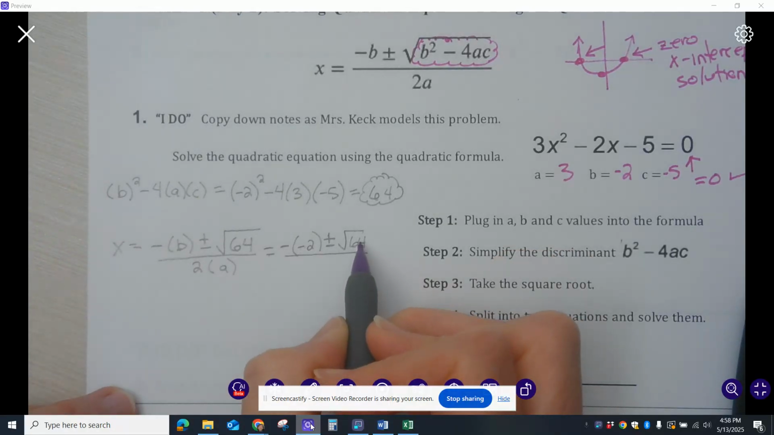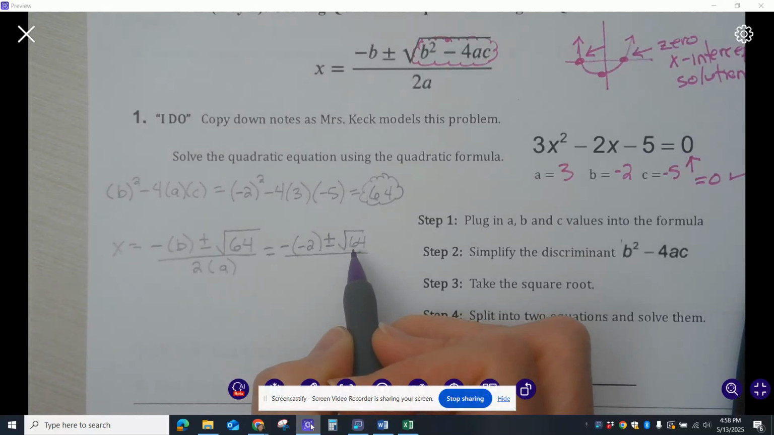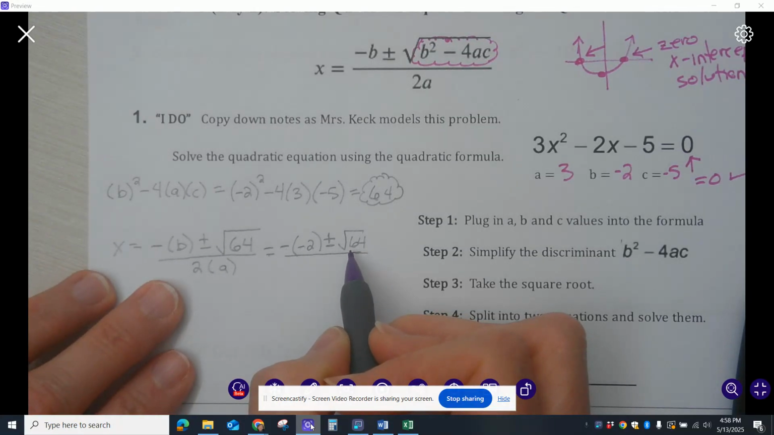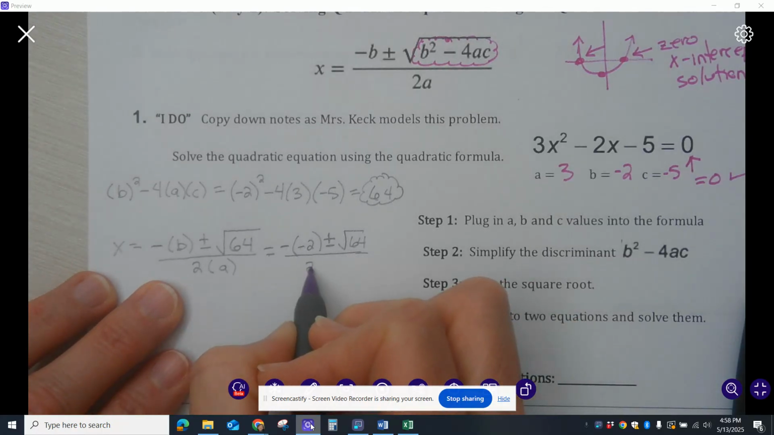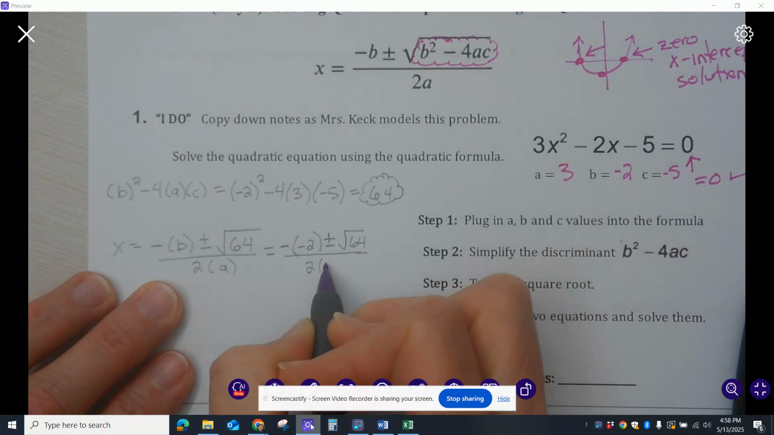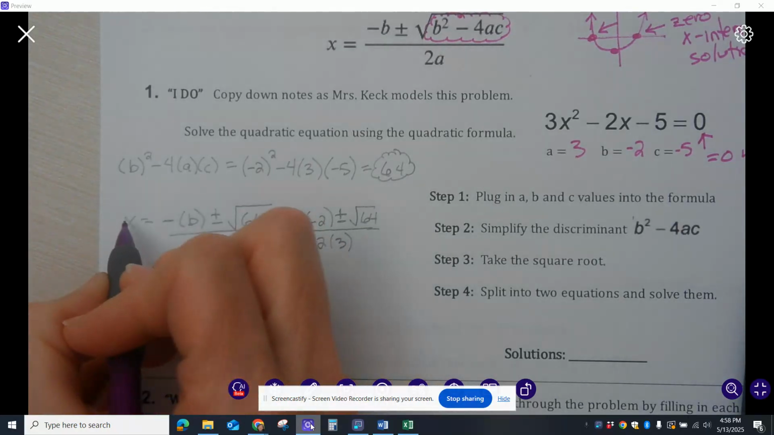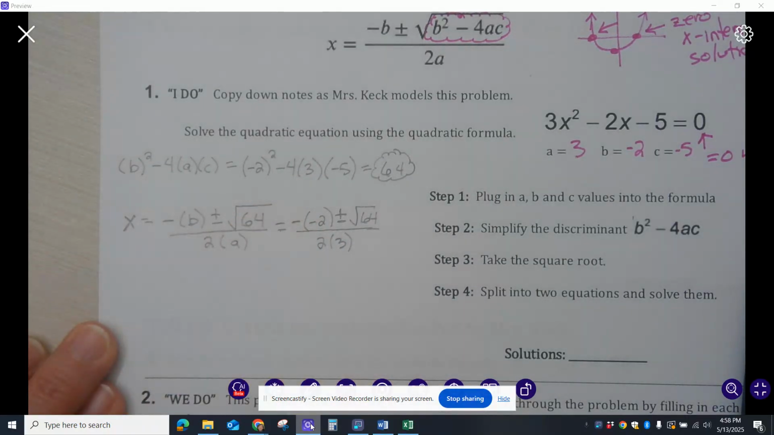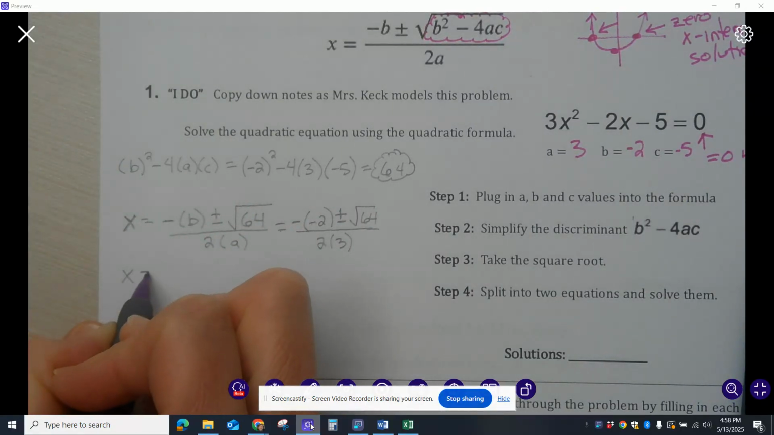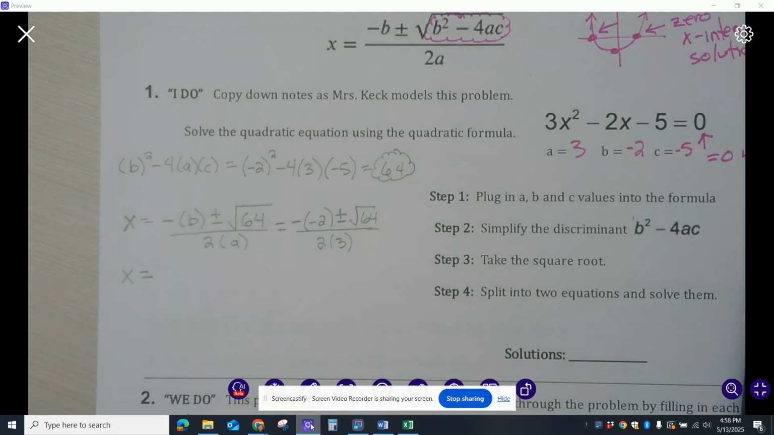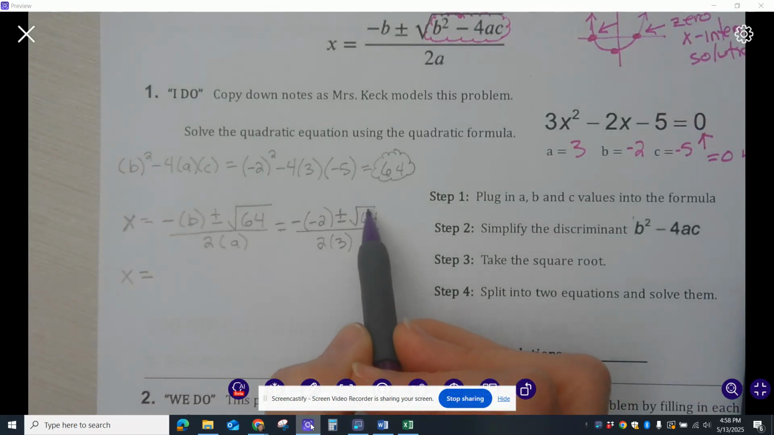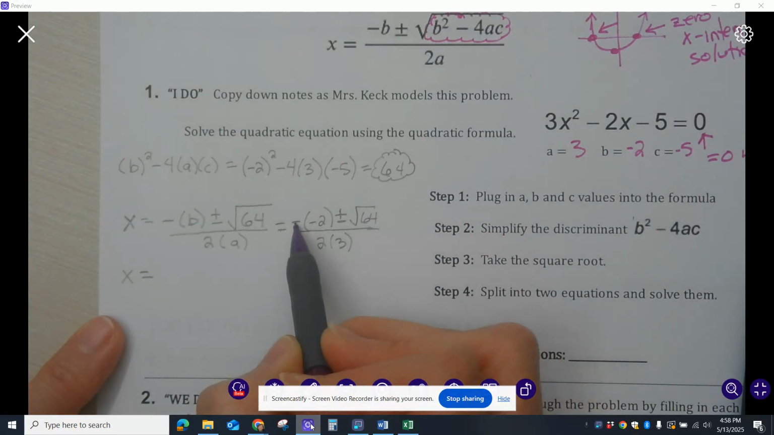Some of you might be thinking right now, oh, square root of 64, that's a perfect square, that's 8. And you could put 8 there right now. I'm going to do all my simplifying in the next step. In my denominator, I have 2 parenthesis a. Throw out the a, put a 3 in there. Okay, this is good stuff, but we've got to keep going until we have two solutions for x. x equals, x equals. We should be getting two x values for this, or maybe one. For sure on this one we're going to get two because our discriminant is positive.